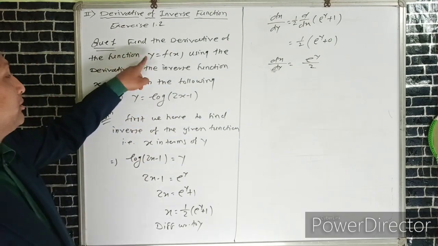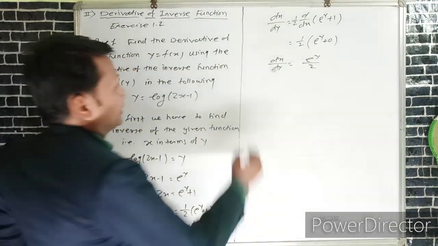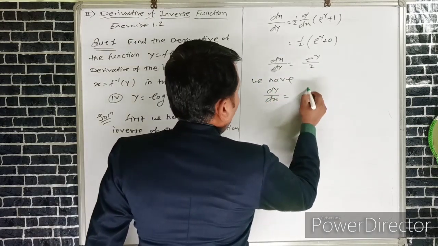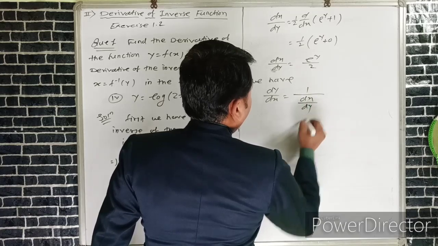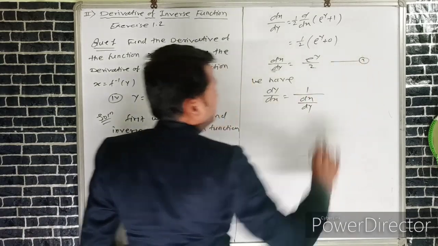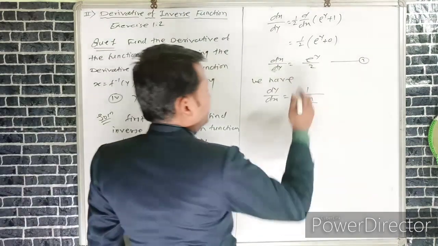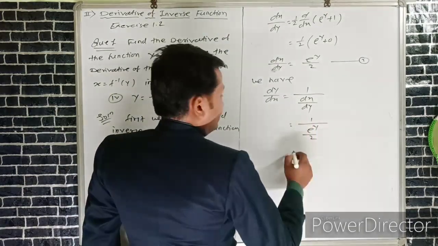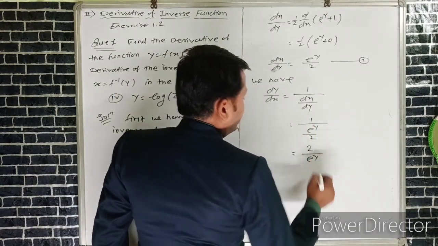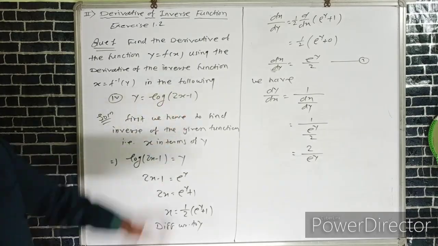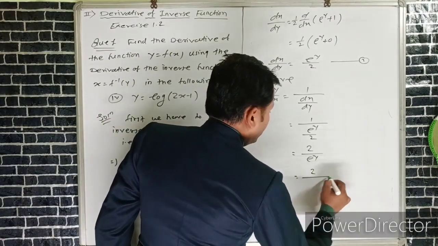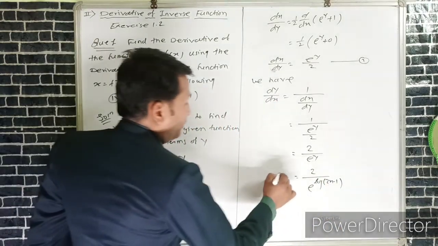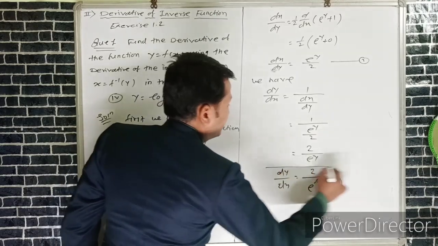But we have to find the derivative of y with respect to x, dy upon dx. Then we have dy upon dx is equal to 1 upon dx upon dy. We know that the value of dx upon dy is e raised to the power y upon 2. Hence we can write 1 upon e to the power y upon 2. Also we can write it as 2 upon e to the power y. We know that the value of y is log of 2x minus 1. Hence we can write 2 upon e to the power log of 2x minus 1, which is the required derivative dy upon dx.